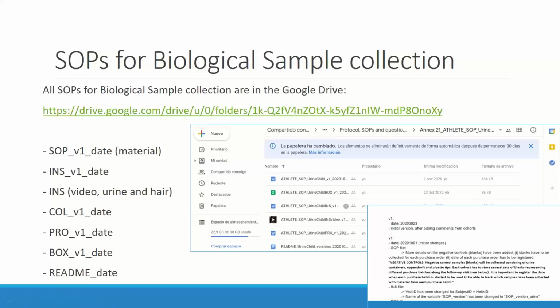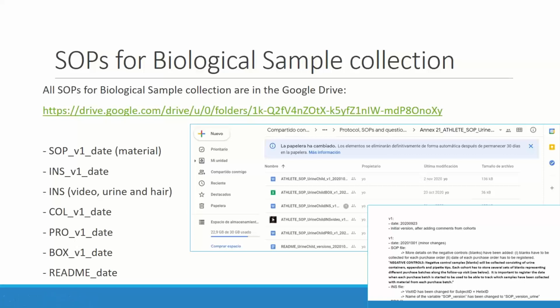Then, if the samples have to be collected by the adolescents, we have a second file called instructions, which is like a summary of the SOP, of the protocol, with only the important information that the adolescent needs to collect the samples. But for instance, the material is not listed, or other details that are specific for the processing, etc., are not included. And for some of the samples, for instance, for urine and hair, there's a video that I will comment on later.